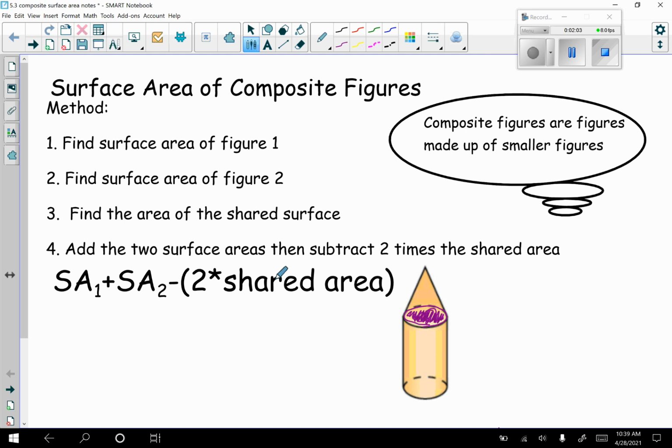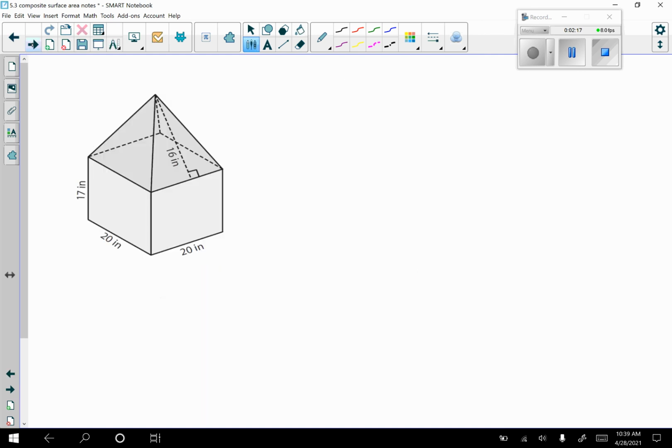That is our method for any time we have a surface that is shared, that's on the inside and not going to be on the outside: surface area of one, surface area of the other one, take away 2 times that shared area. So we're going to start with our first example. Here's a pyramid on top of a rectangular prism.